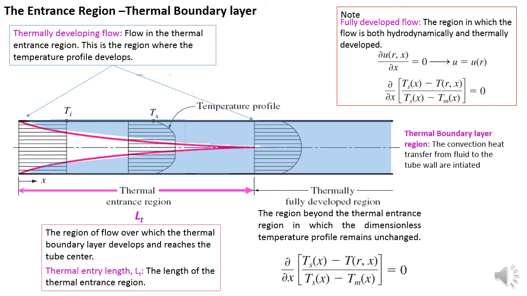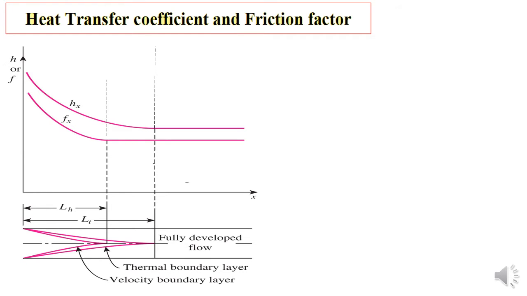The fully developed flow is the region in which the flow is both hydrodynamically and thermally developed. So the conditions are ∂u/∂x equal to 0, u is a function of u(r), and ∂/∂x of the dimensionless temperature is equal to 0. Heat transfer coefficient and friction factor.